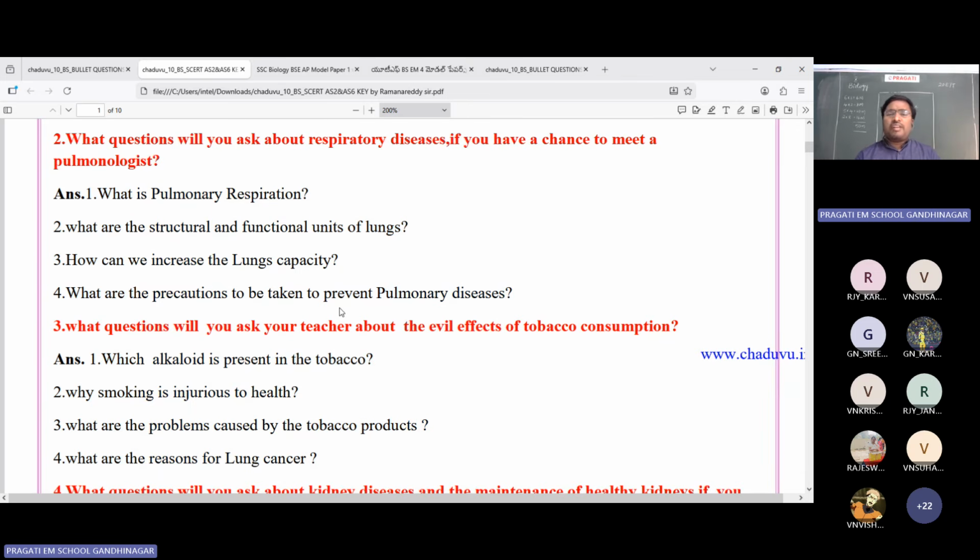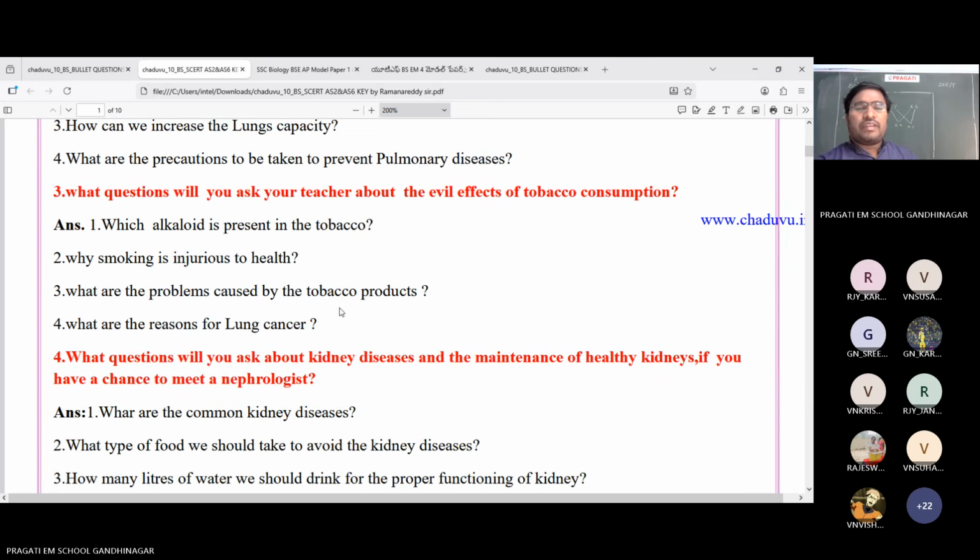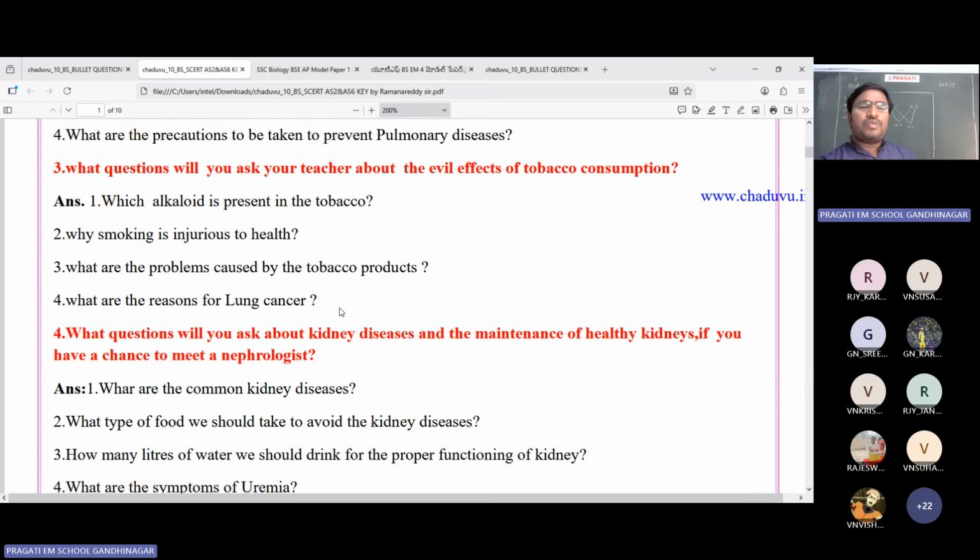Okay, you can add some more important points. Breathing exercises and food habits, you can also ask about. You can ask two or more questions like that. Okay, next one. The third important question is, what questions will you ask your teacher about the evil effects of tobacco consumption?